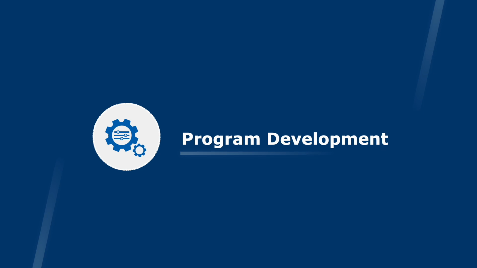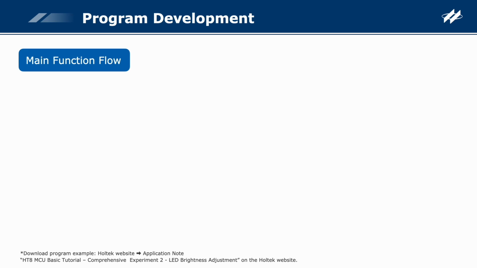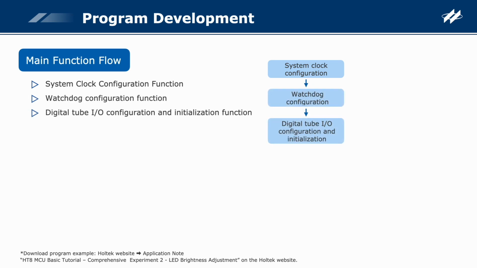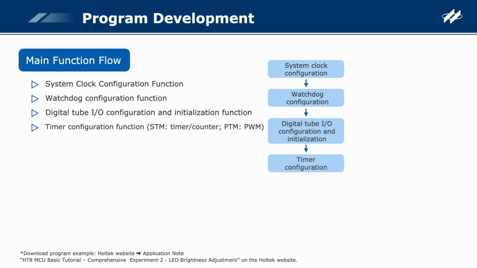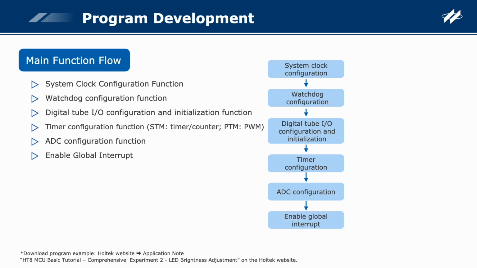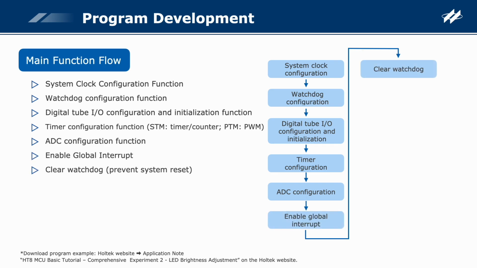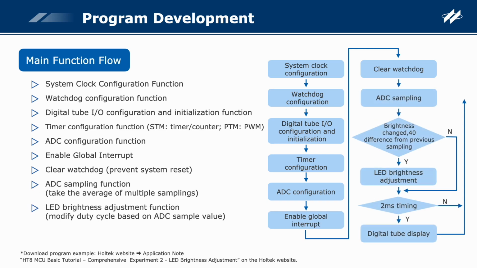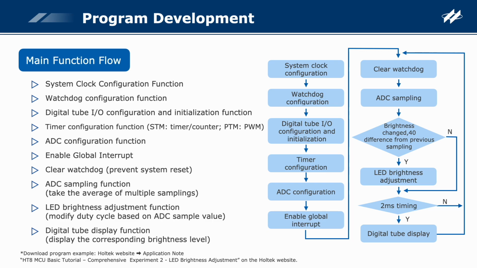Program development. Let's first take a look at the main function flow of the MCU, which includes the system clock configuration, watchdog configuration, digital tube I/O configuration and initialization, timer configuration, ADC configuration, enable global interrupt, clearing watchdog, ADC sampling, LED brightness adjustment, and digital tube display.